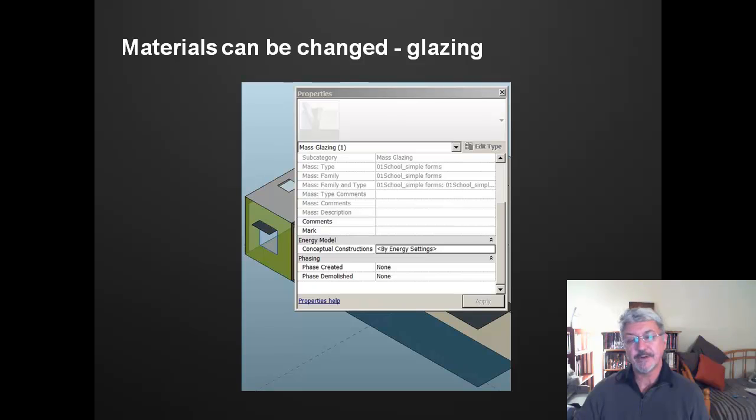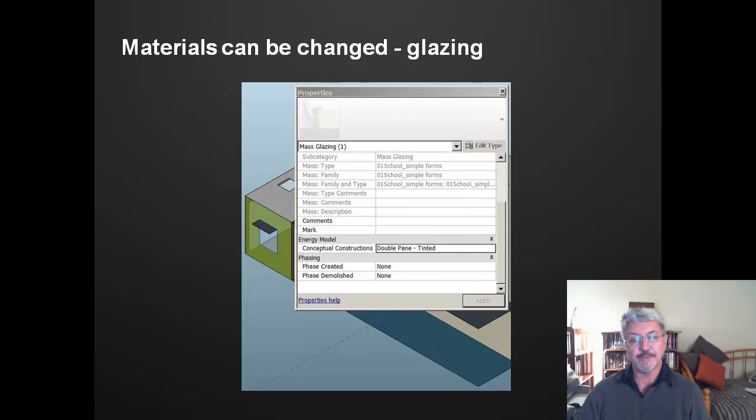And then when you've done that for the materials on the surface, you can also do it for the glazing itself, right? You could actually pick the glazing and say it's not from the energy settings, but you've got a drop-down list.